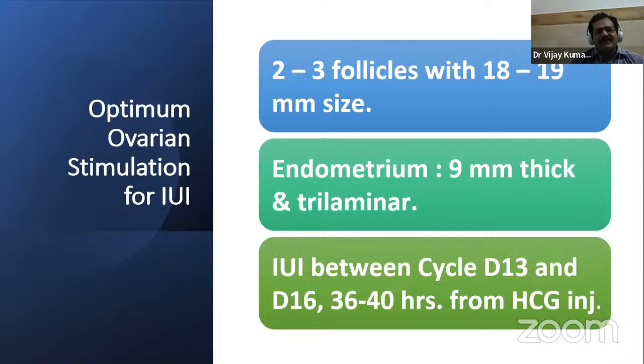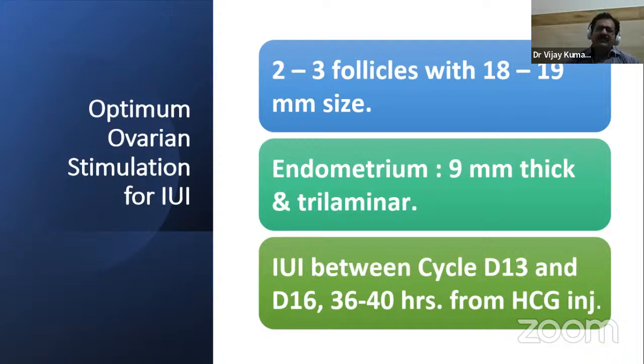So as I said, the optimum ovarian stimulation for IUI is that we should have at least 2 to 3 follicles which are about 18 to 20 mm in size. It is scientifically proven that Graafian follicles of 18 mm or more will be mature enough to release the ovum, and later form a mature corpus luteum in order to lead to a successful pregnancy.